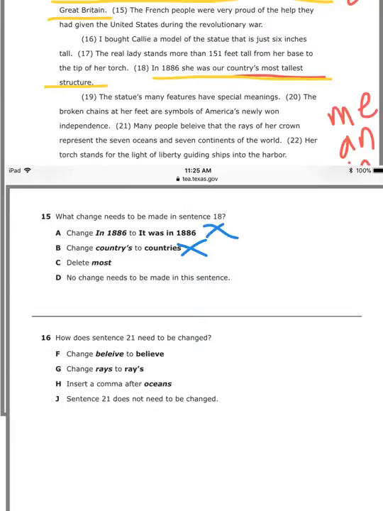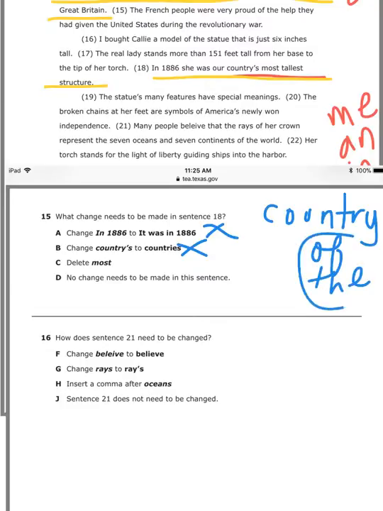Countries, it's possessive. Countries is plural. Okay? Countries is okay in this case because it's country of the country. Of the country. That's countries. Okay? It was the tallest structure of the country. Okay? No plurals. There are no countries. It was just one country. It was United States. Delete most. In 1886, she was our country's tallest structure. Yes. This one makes sense. In 1886, she was our country's tallest structure. Okay? That is correct. It's letter C.